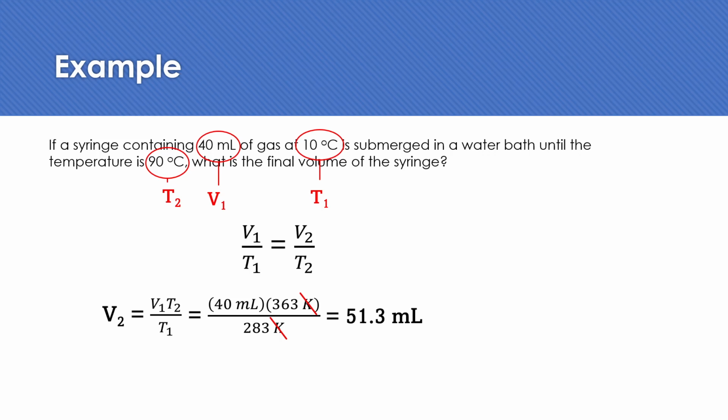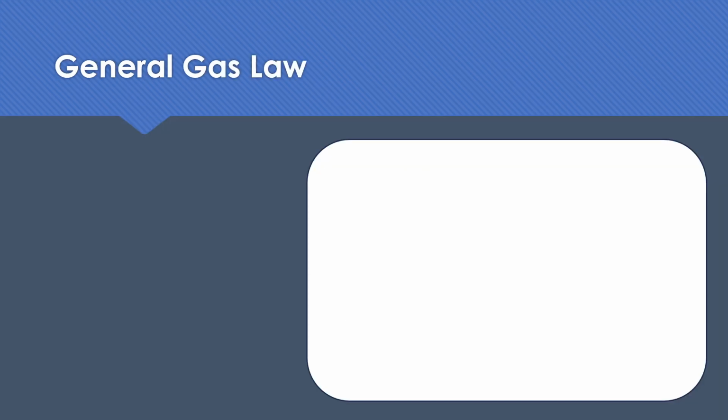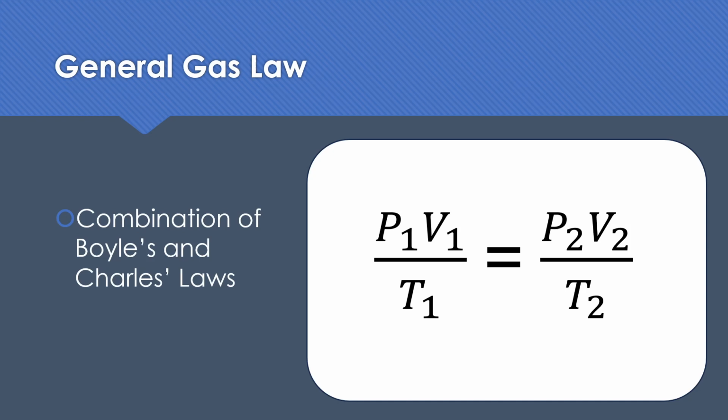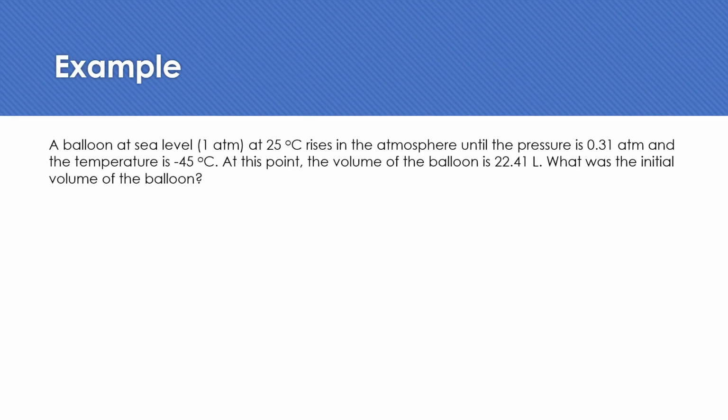Now we can combine Boyle's and Charles' law into the general gas law. So P1 V1 over T1 is equal to P2 V2 over T2. So it's literally just, I slapped Boyle's and Charles' law together, and it's called the general gas law. So a balloon at sea level, 1 atmosphere, at 25 degrees Celsius rises in the atmosphere until the pressure is 0.31 atmospheres and the temperature is negative 45 Celsius. At this point, the volume is 22.41 liters. What was the initial volume of the balloon?